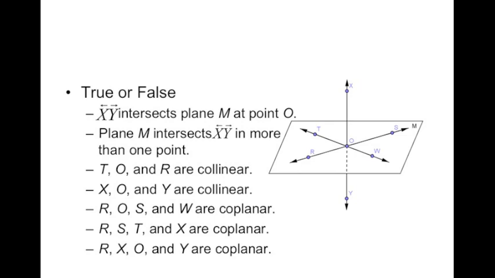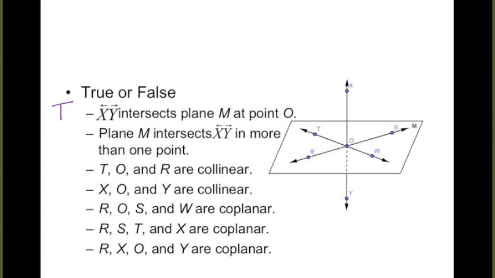So, some questions about it then. Line XY intersects plane M at point O. Is that true or false? That's true. An intersection is where things meet. That line that I said is like a pencil stabbed through the paper is meeting the plane at that point O, right where it's cutting through the paper.